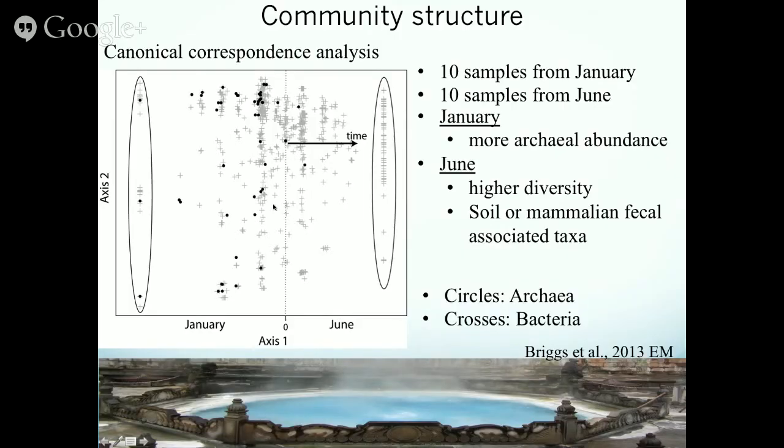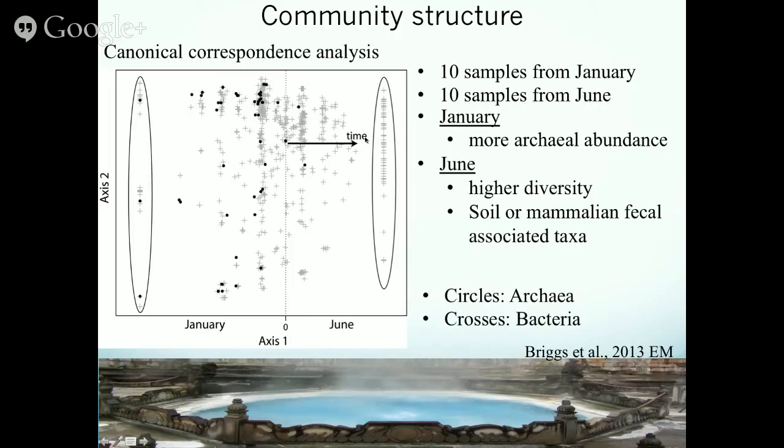All these, the squares and the circles, are taxa that have been detected. The circles are archaea, the squares are bacteria. So everything over on this left-hand side was found either in higher abundance in January, or if it's circled, only found in January. If it was over here on the right-hand side, found in higher abundance in June, or only found in June. If you notice very quickly, all of the archaea that were found in June were also found in January, but in much higher abundance in January. The abundance seems to decrease in June. We also, in June, had a much higher diversity of microbial taxa found there.